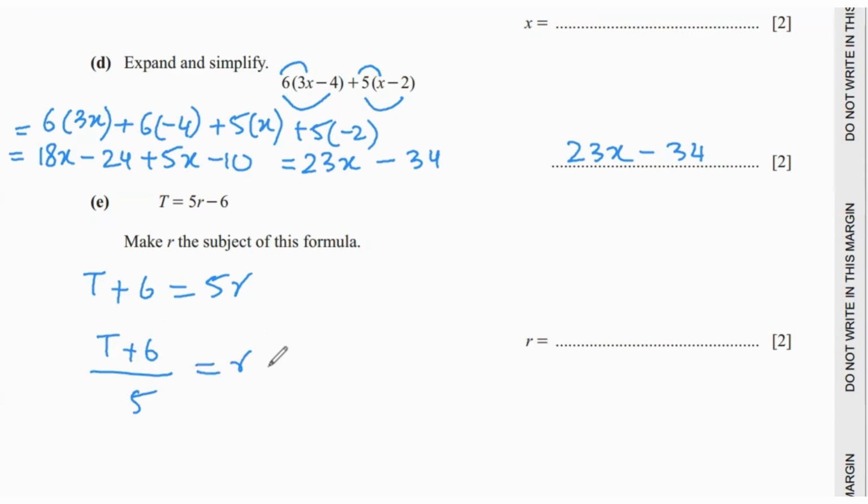Whatever function the term is performing on the original side, it does the opposite on the other side. So as you can see, 6 was being subtracted first. On the other side, it's being added. 5 was being multiplied to r. On the other side, it's dividing. So r is t plus 6 over 5.